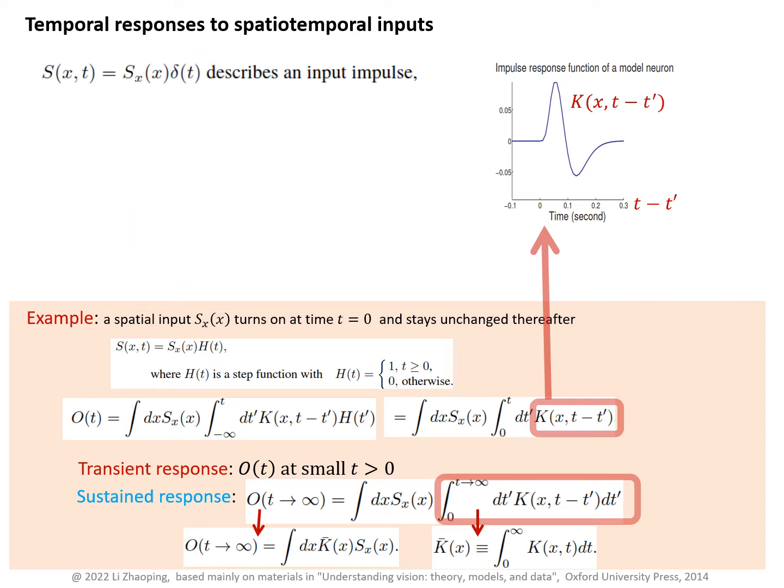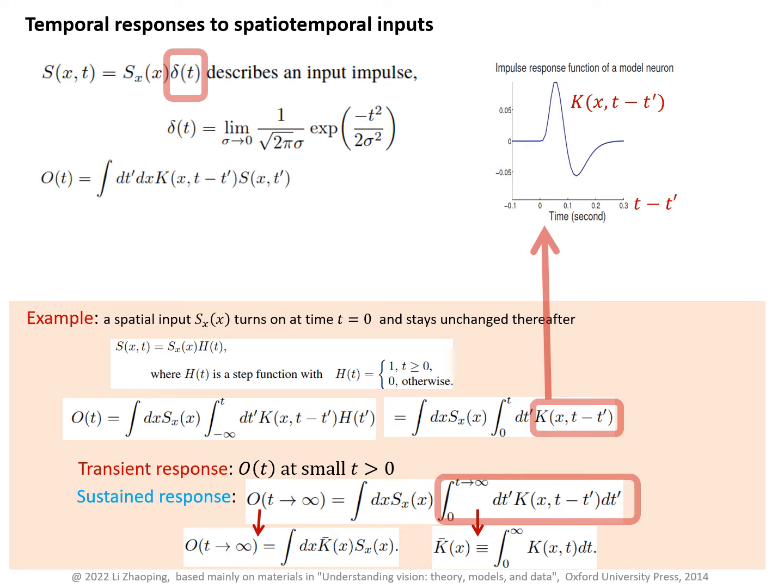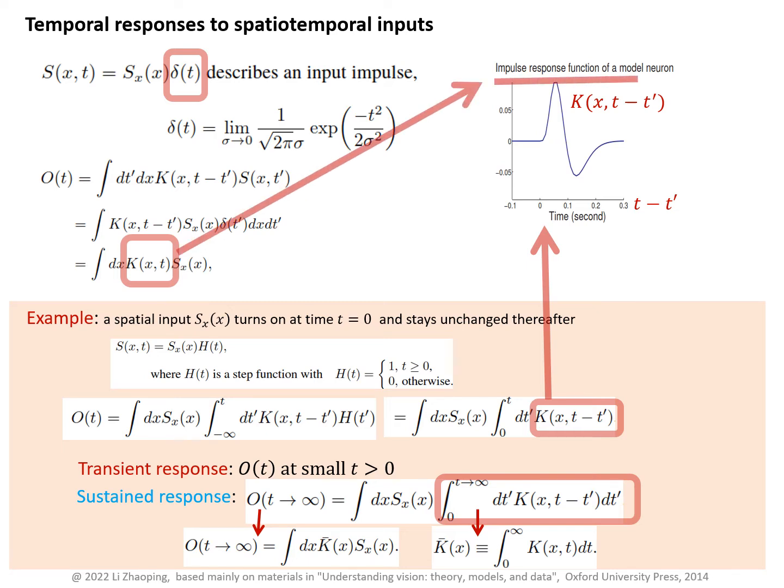This input describes an input impulse. Because the duration of the visual input is infinitesimally short, the temporal character is a delta function in time. Then we apply our general formula to get this neural response. And this function, K(x,t), determines the temporal shape of the neural response. And this is why it is also called the impulse response function.